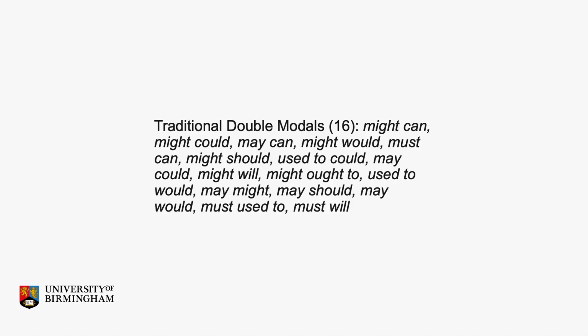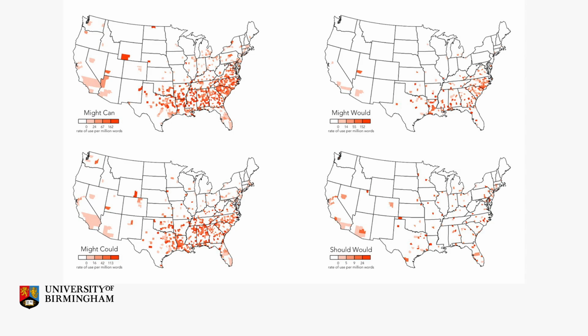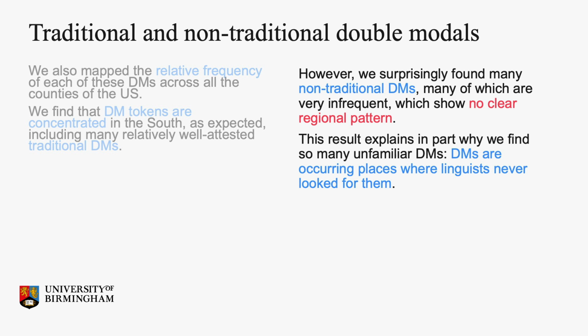Here they are. So we call these traditional double modals. These are the double modals that occur primarily in the south when we look at the map. But what you should see here is that there's only 16 of them. So there's might can and might could, may can, might would. These are the ones that are fairly well attested in the literature already. Okay, and here are some of their maps. So there's might can and might could on the left, right? And you can see that they are more concentrated in the southeast than that general map would show, right? And you can see how they start to get very sparse, but you can still see that pattern there.